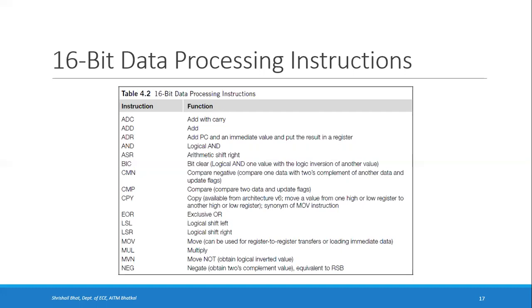First we have a list of different 16-bit data processing instructions. Data processing means some operation is done on some data. That data may be in the registers, or it may be an immediate value. Those are called data processing instructions. Here there is a list in alphabetic order.